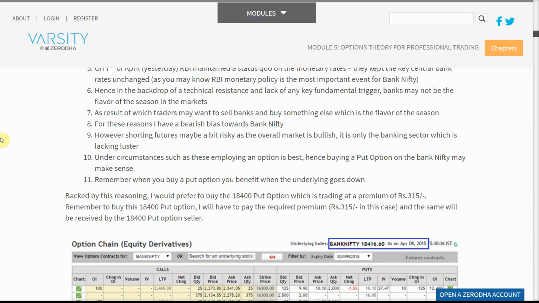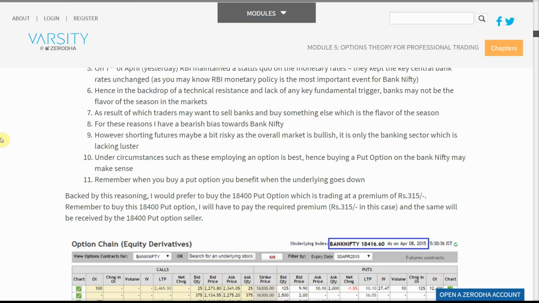For these reasons, I have a bearish bias towards Bank Nifty. However, shorting futures may be a bit risky as the overall market is bullish. It is only the banking sector which is lacking luster. Under circumstances such as these, employing an option is best.